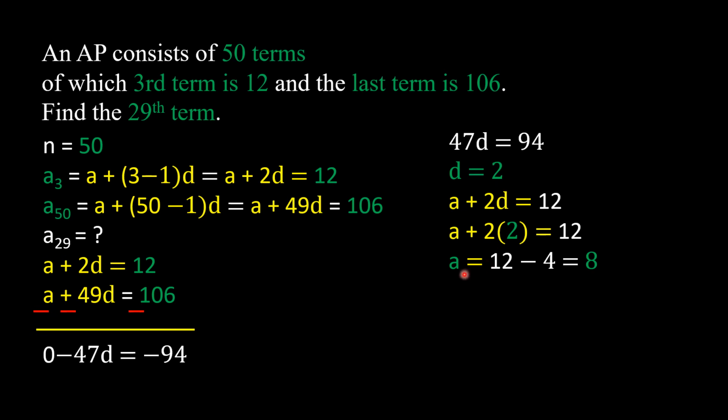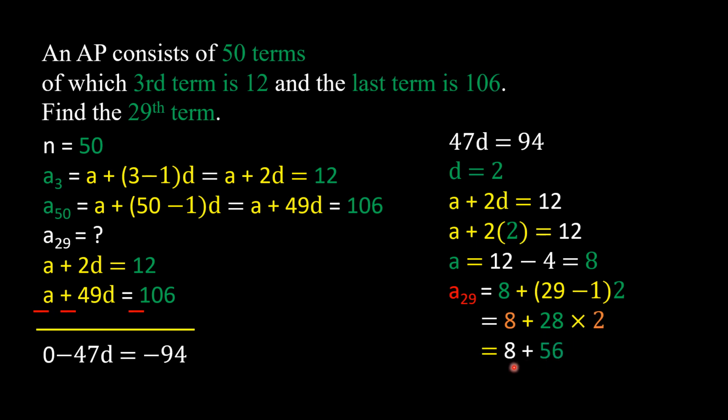So with the help of these two values, we will write the 29th term as A29 equals A, the first term, which is 8, plus n minus 1. Now n is 29, multiplied by D, which is 2. It gives us 29 minus 1, 28 multiplied by 2. So it will be 8 plus 28 2s are 56. 8 plus 56 is 64. So we get the 29th term of the AP as 64.